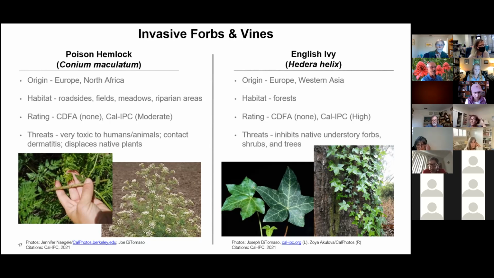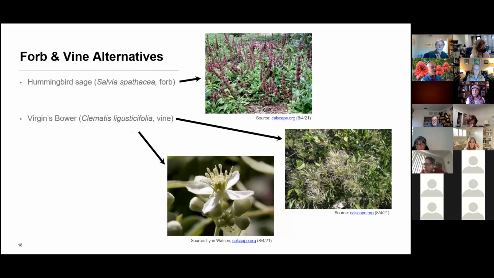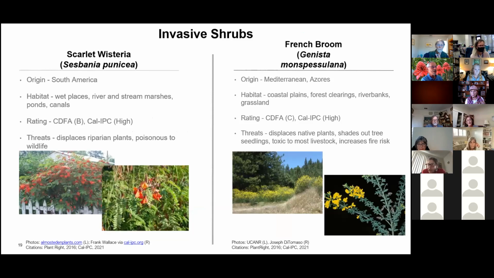English ivy is another common one in forested areas. And some alternatives, some beautiful alternatives, in my opinion, are Virginia's bower and hummingbird sage. Invasive shrub layer, Chinese wisteria in the riparian areas. It's beautiful but toxic and displaces riparian plants.